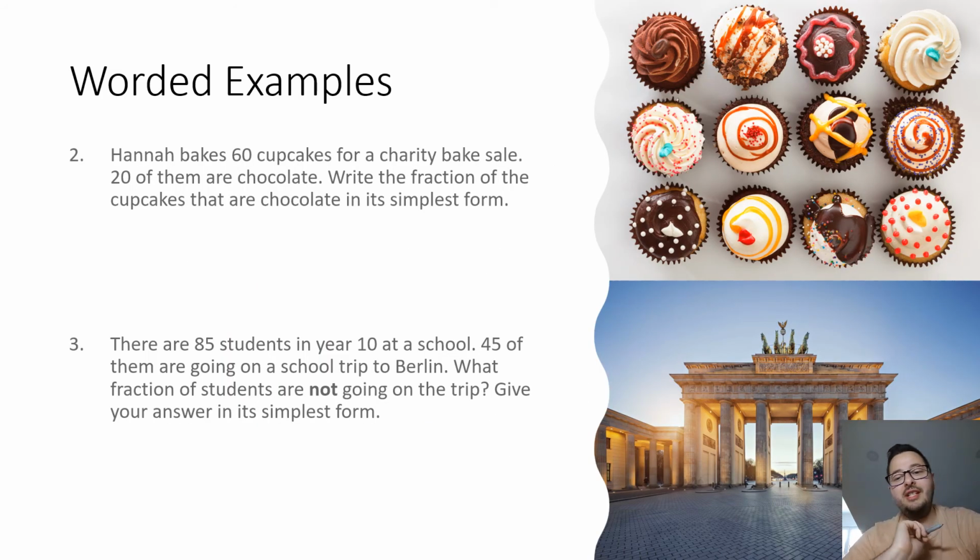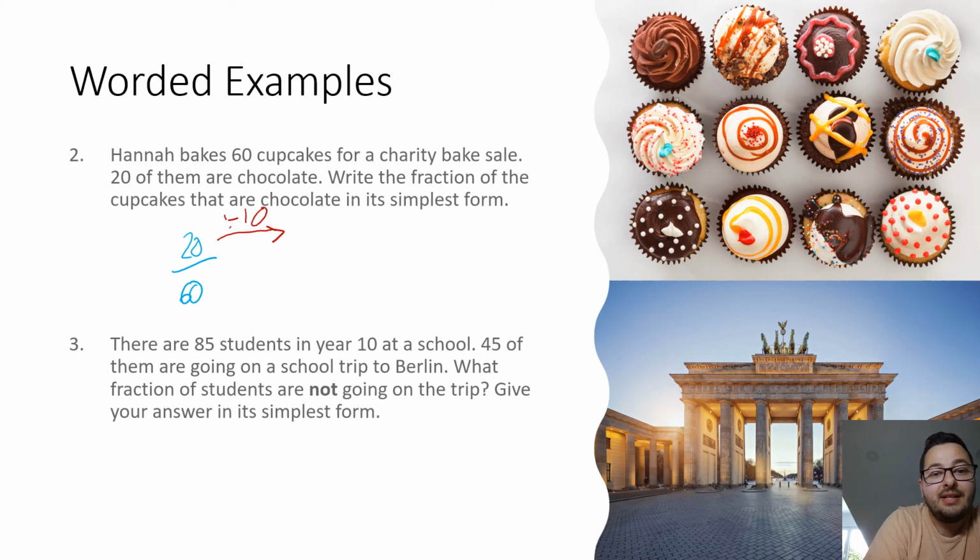Okay, just a couple of worded examples to finish off with then. Hannah bakes 60 cupcakes for a charity bake sale. 20 of them are chocolate. Write the fraction of cupcakes that are chocolate in its simplest form. Let's first write out the fraction. She's got 60 cupcakes, 20 of them are chocolate, so it's 20 out of 60. The first thing you might notice is that they're both in the 10 times table, so let's divide top and bottom by 10. We're going to get 2 over 6.